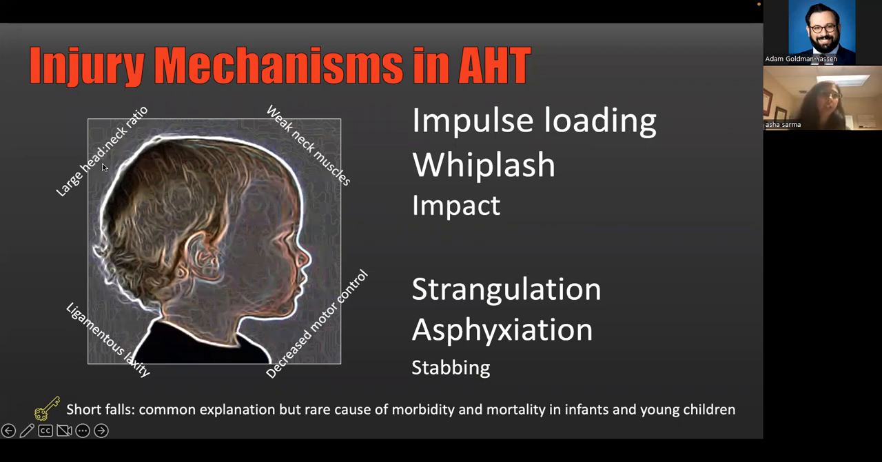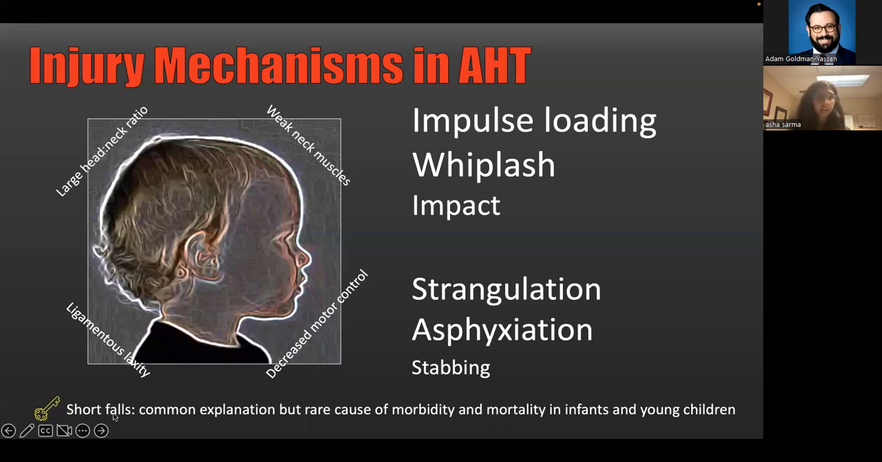They have a large head to neck ratio, so the head is kind of heavy, and they also have weak neck muscles. They have decreased motor control, and they also have ligamentous laxity, so that they're more prone to getting injuries higher up in the cervical spine and at the craniocervical junction compared to older children, who are more likely to get lower cervical spinal injuries from similar mechanisms.